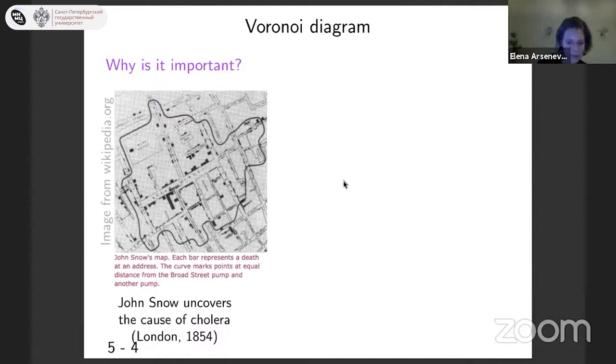And at some point, some physician, John Snow, sat and just marked all the houses where there were infected people in his area, and he realized by doing that that all of them are actually a Voronoi cell, more or less, of one particular water pump. So he understood that all these people were taking their water from that particular water pump, and that's actually how they got infected. And this was actually a big thing in medicine, because people learned that cholera is transmitted via water, not the other way. So maybe this is the most important thing for which the Voronoi diagram was used.